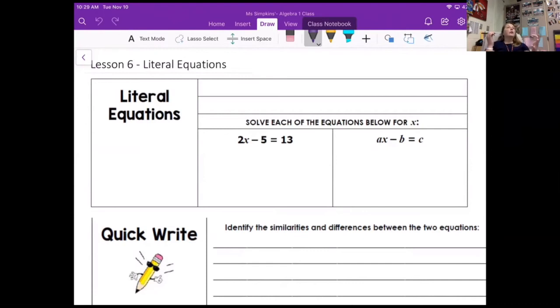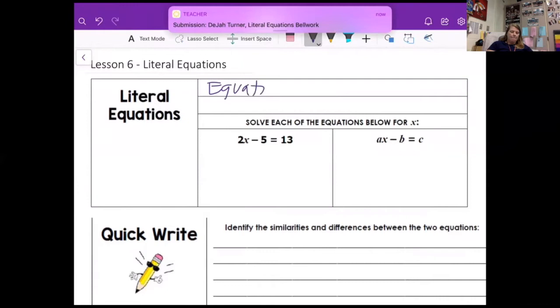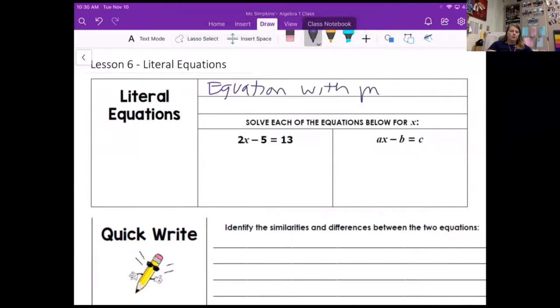Okay, so a literal equation, and you can just type this if you want, or you can write it. I know some of y'all like to type. It's an equation with multiple variables.